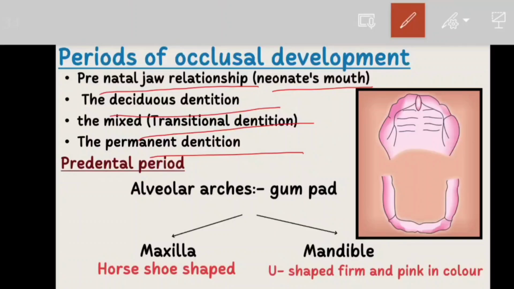Before the eruption of the teeth, babies have the gum pad. Here the maxillary arch has the gum pad. The maxilla is horseshoe shaped and the mandible is U shaped, which is firm and pink in color. In this diagram you can see the upper and the lower gum pad before tooth eruption.